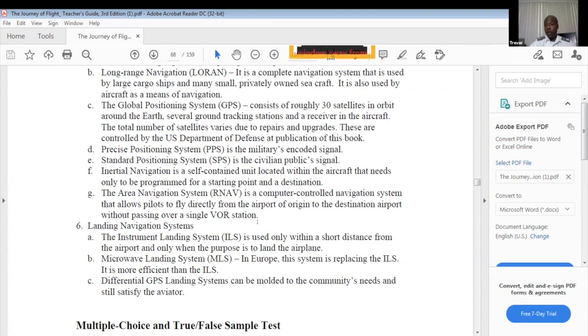instrument airports will have VASI, which is called visual approach slope indicator, and PAPI, precision approach path indicator. So that is a part of the instrument system, but not tied into the instrument system. It's more of a visual reference. So when the pilot sees a VASI, he will see a red and white, for example. Red and white, right.